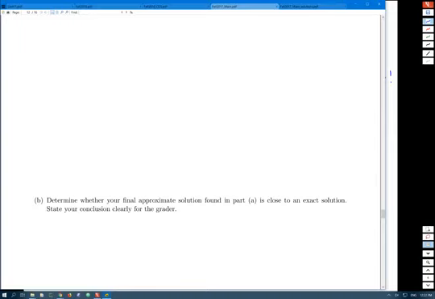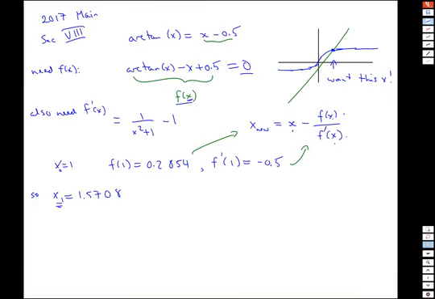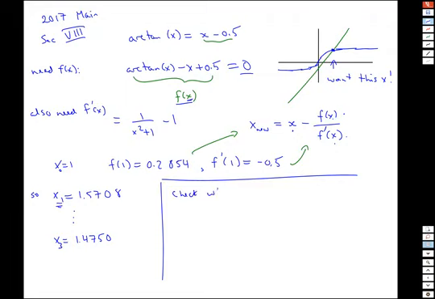This says determine whether your final approximate solution is close to an exact solution. This is just doing what you would have done back in the day if you were just asked, hey, does this number satisfy the equation? Well, I said x equals 1.4750, that was our third guess, then check with the original equation. If that is a solution, we should see the same value on the left-hand side and the right-hand side.